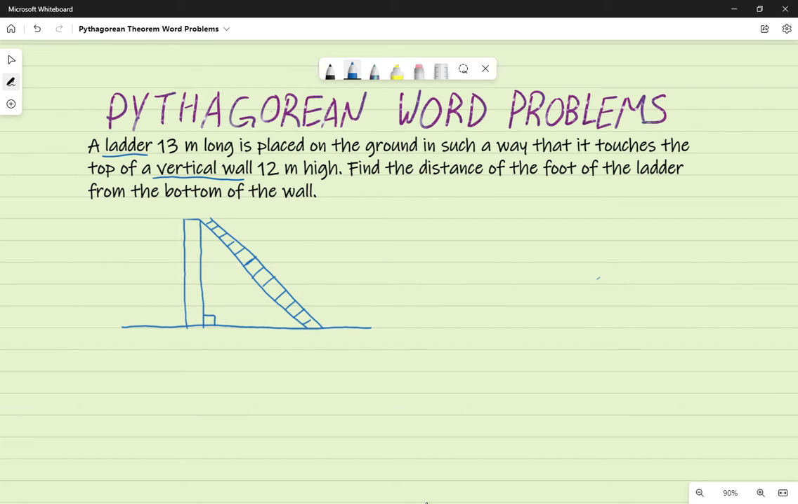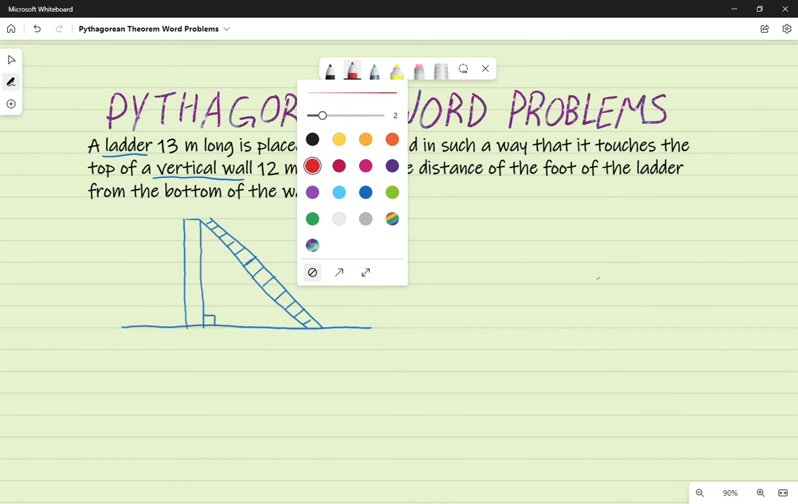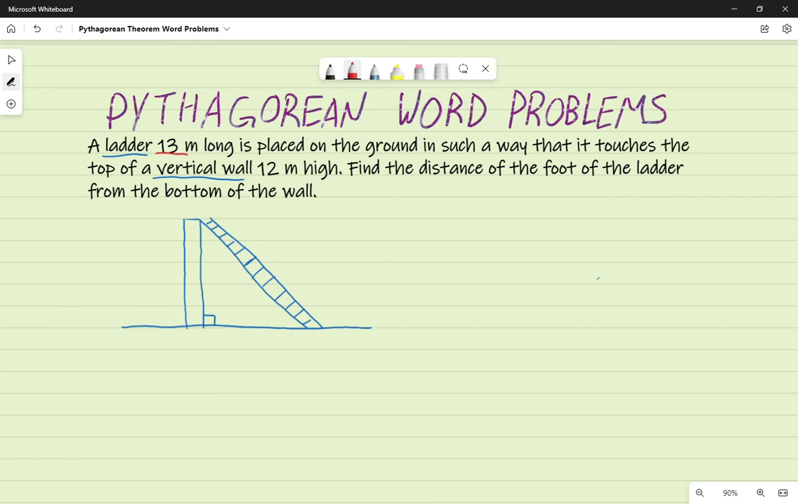In this question, they told us that we have a 13-meter ladder, and the top of the wall is 12 meters high. So I'm going to go label that. Here's my ladder, and my ladder is 13 meters. The wall is 12 meters high. So 13 and 12 goes over there, which means that this question is asking for this, the bottom distance down there.